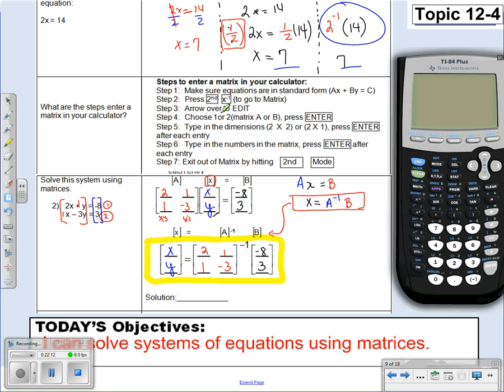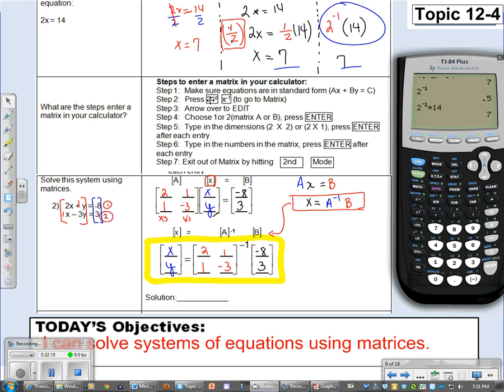So let's follow our steps now. We are going to press the second, and then let me turn my calculator on. We're going to press the second and then the X to the -1 button in order to get to matrix. If you look at the X to the -1, right above it in blue says matrix. So when I hit second and then I hit that button, it's saying I want to go to the matrix.